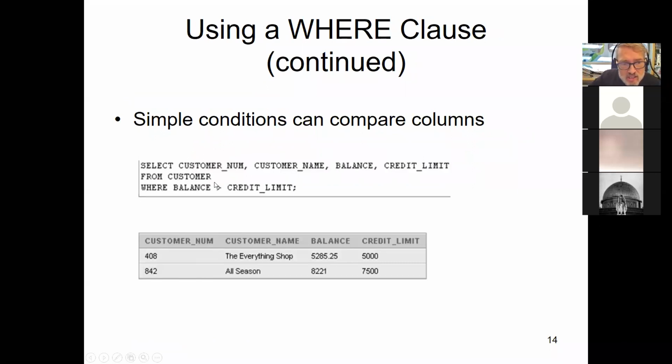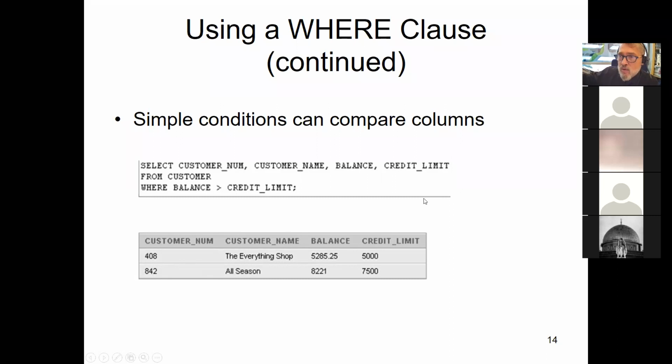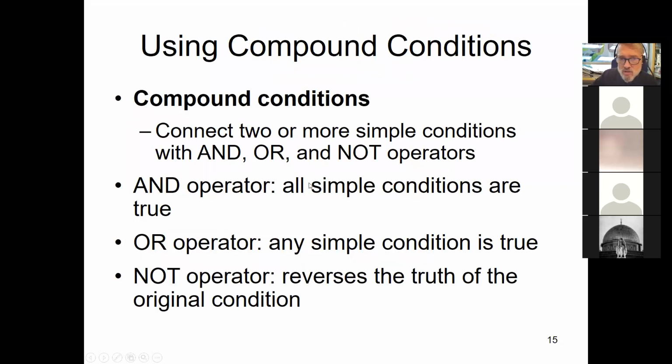The simple condition is the balance is bigger than the credit limit. Now, I hope that you can see here that balance and credit limit are two different columns within the same table. The balance is numerical, and so is the credit limit. And so with this command, we get these columns, the customer number, the customer name, the balance, and the credit limit from the customer table, but only if the balance is bigger than the credit limit. And if you look at those, you'll see that that's true. There are a lot of other records in that table, but they will not be shown, only the ones where this simple condition is true.